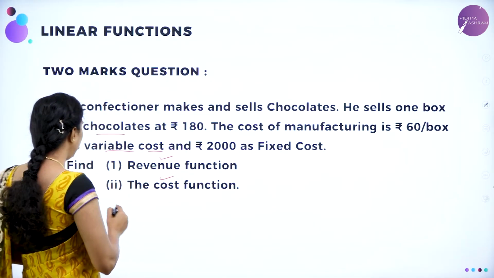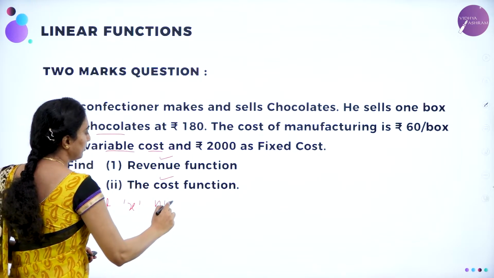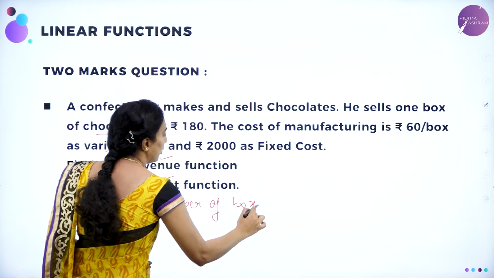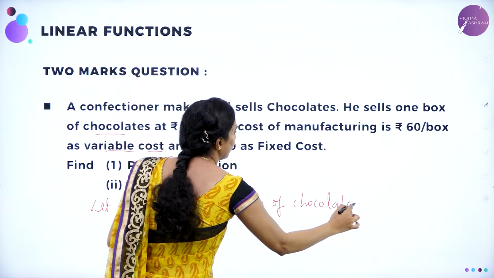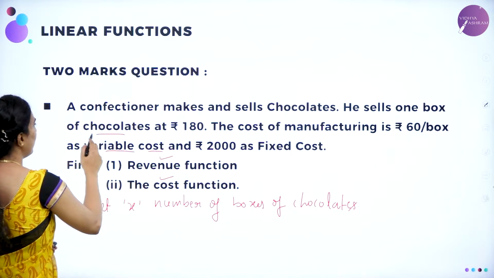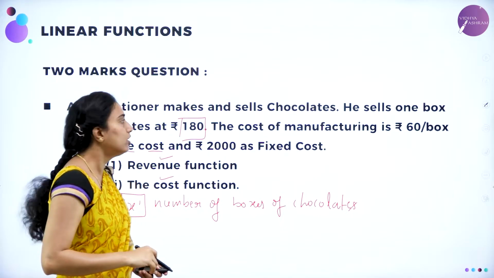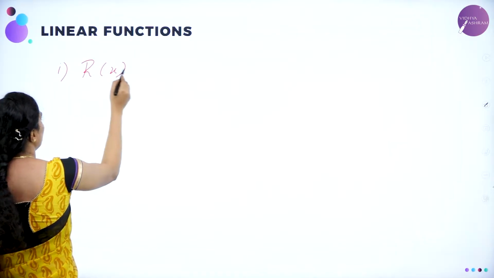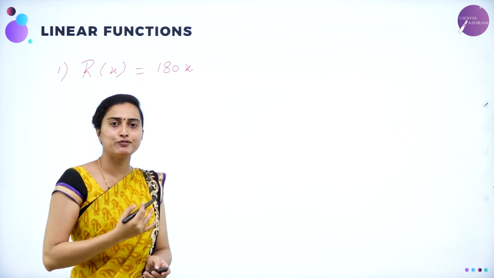I am going to take it as let X be the number of boxes of chocolates. Therefore, revenue function will be how much? A sale of one box is rupees 180, so X boxes will be 180 into X. Therefore, R of X is equal to 180 into X. That's it, dears. That is the answer for the first one.